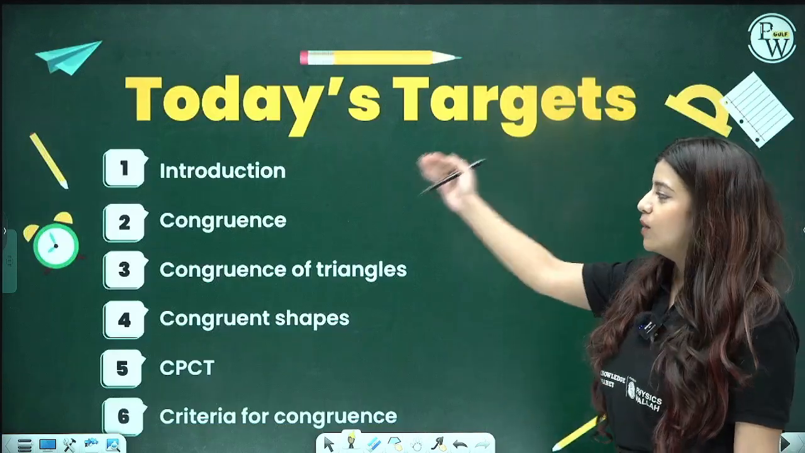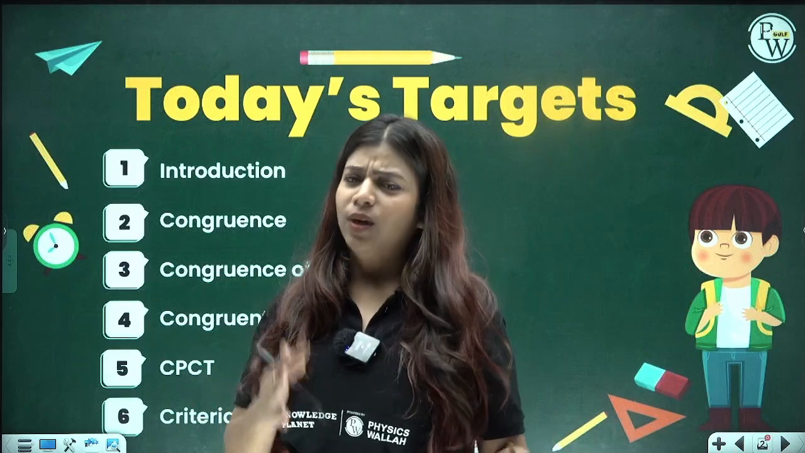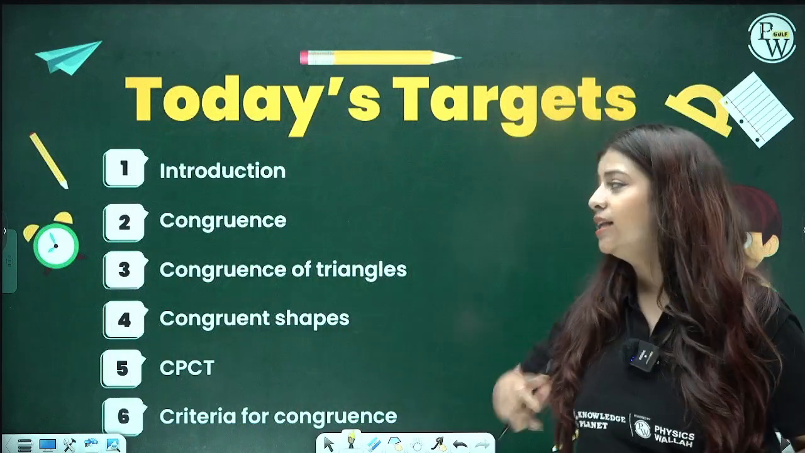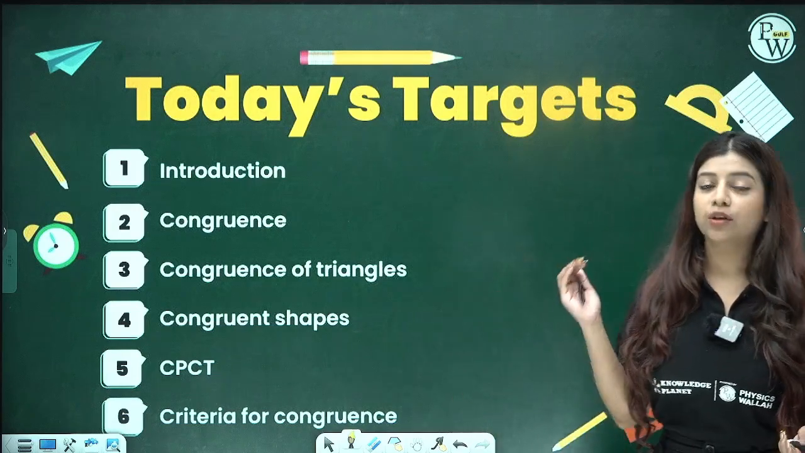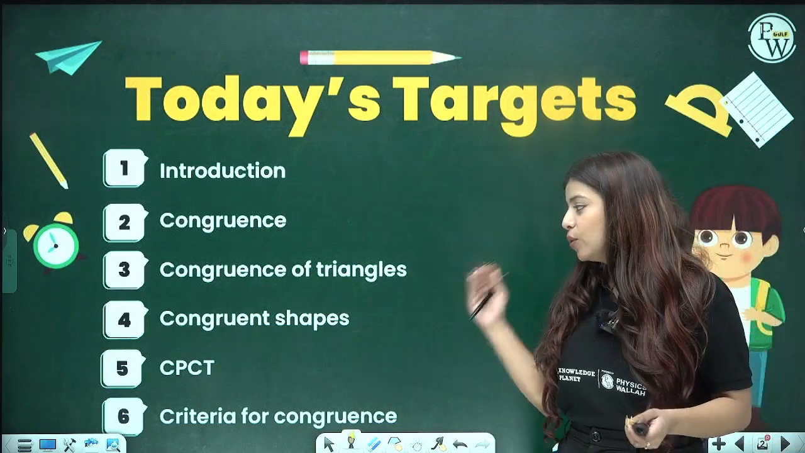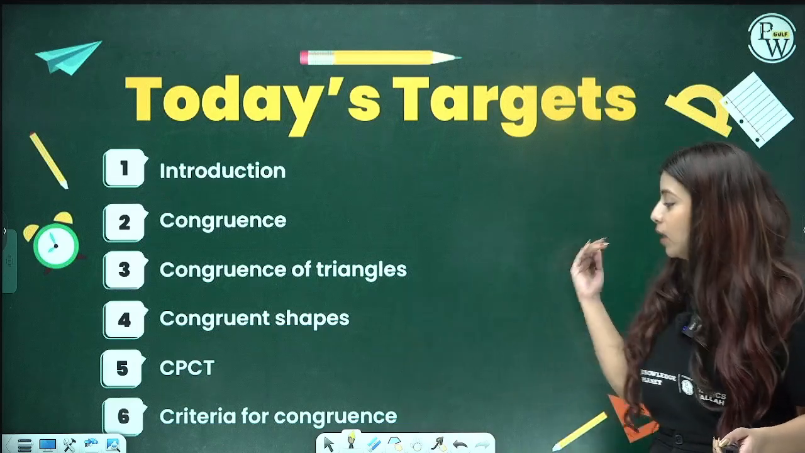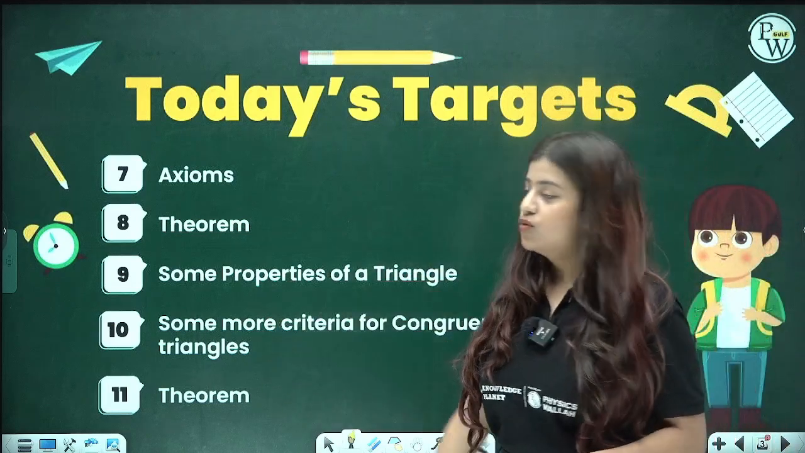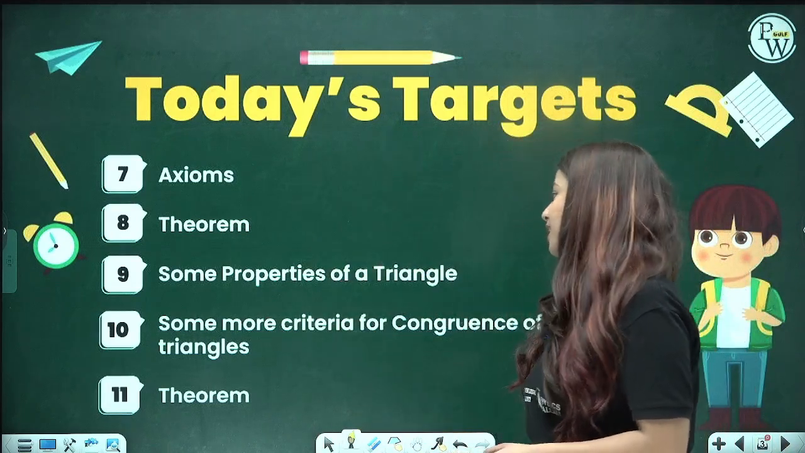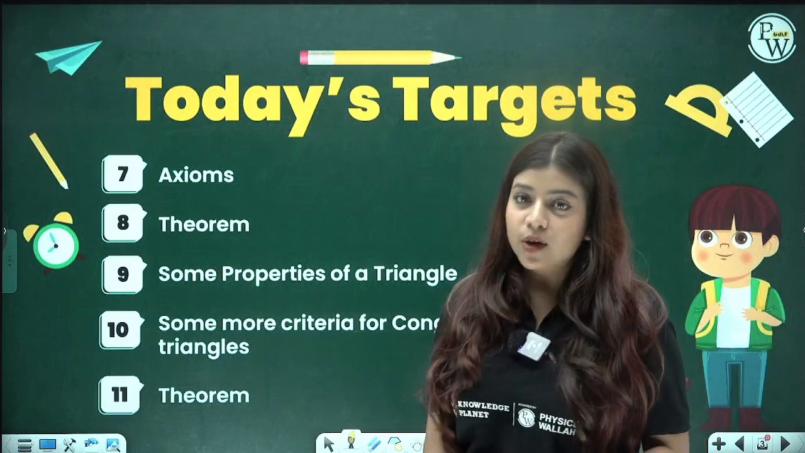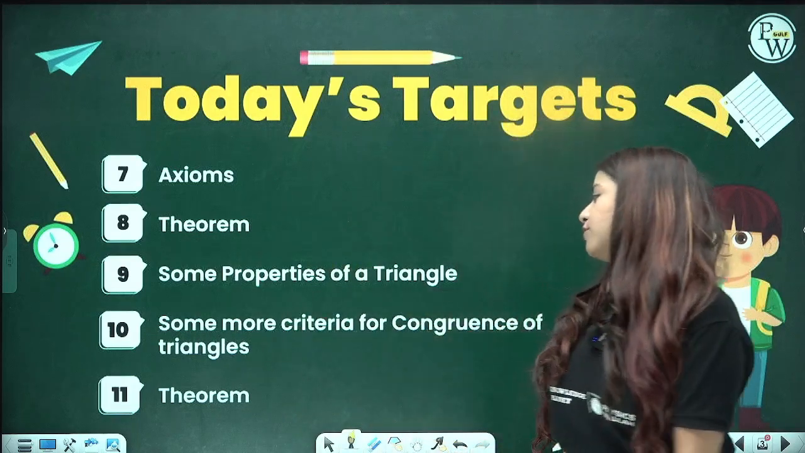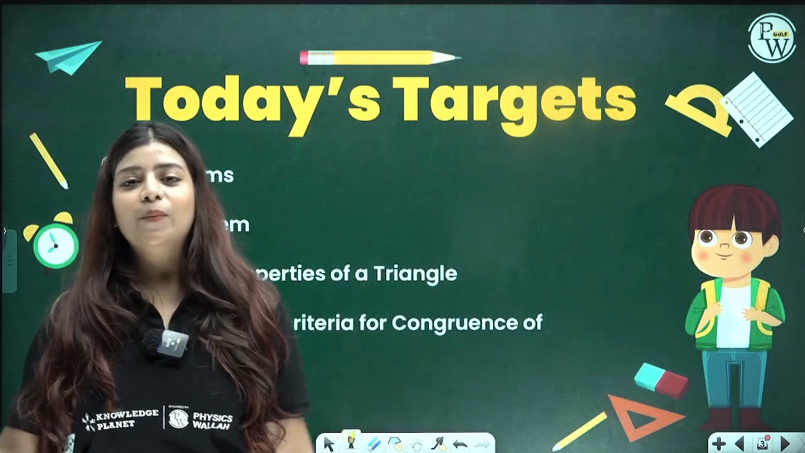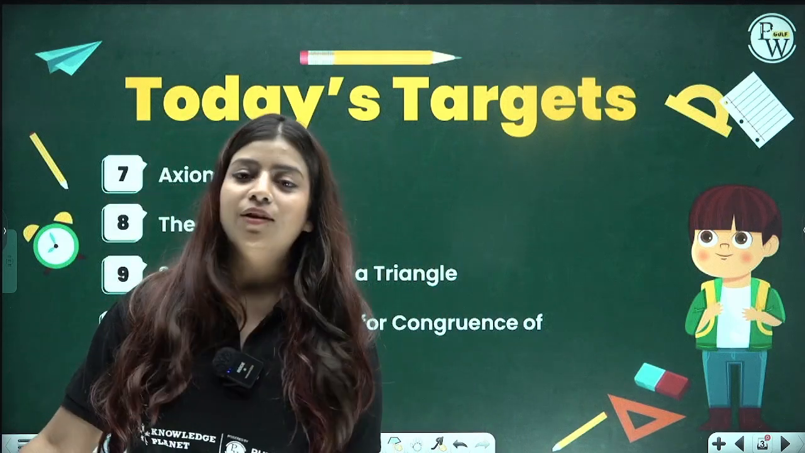So we are going to start with the introduction to the chapter, of course, that is, what are triangles, the basic knowledge that we already have about triangles, right? The second thing that we are going to learn about is congruency of triangles, then congruent shapes, what is CPCT, what are the criteria for the congruency, some related axioms to this chapter, theorems, properties of triangle, specifically isosceles triangle, some more criteria of congruency, and then theorem and a few MCQs. So these are all the topics that we are going to cover in this one single video.